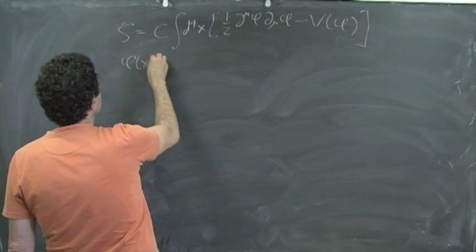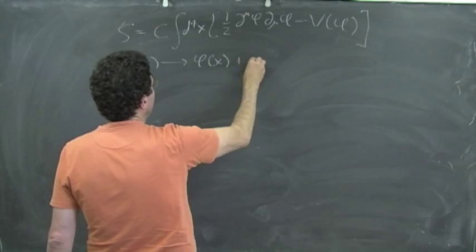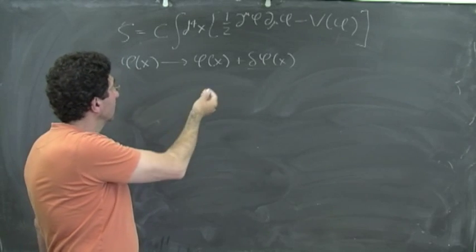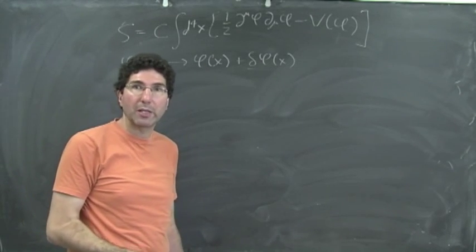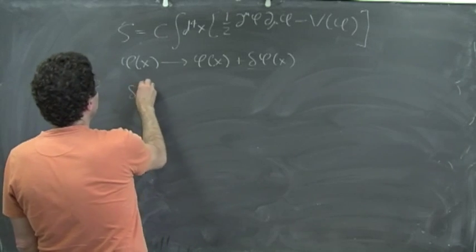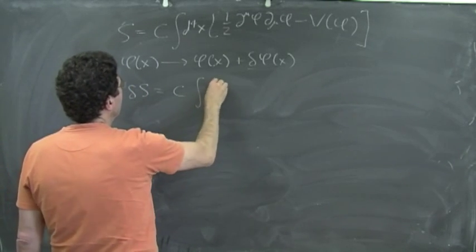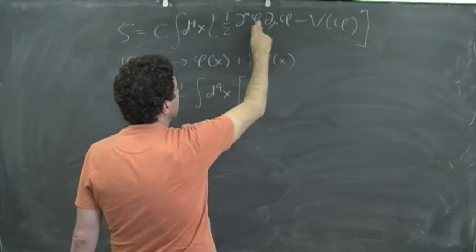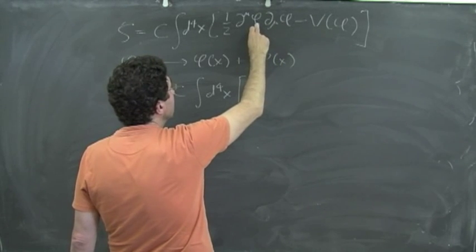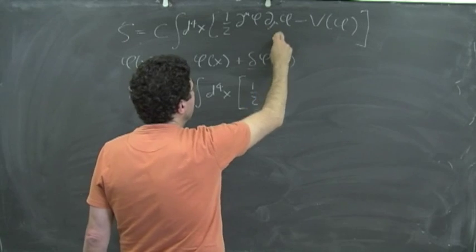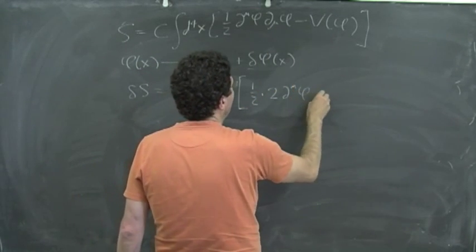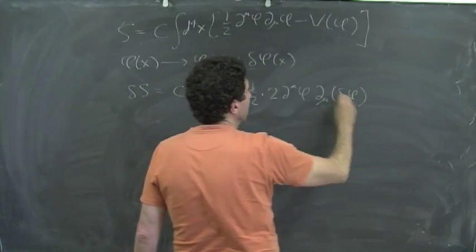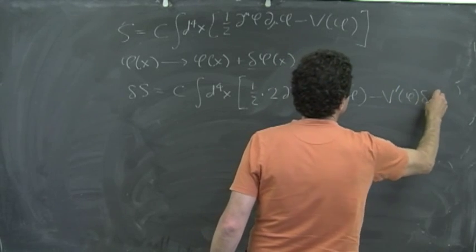So we take phi of x replaced by phi of x plus delta phi of x, and we look for the linear term in S, and we require that that vanish. So the linear term is, we have our C out front, d4x. We have a 1/2, and now here we're looking at the first order term. We get 2 equal pieces from the linear term of the kinetic term, so we get 2 d mu phi d mu delta phi. And then from the potential term, we just get a minus V prime of phi delta phi.